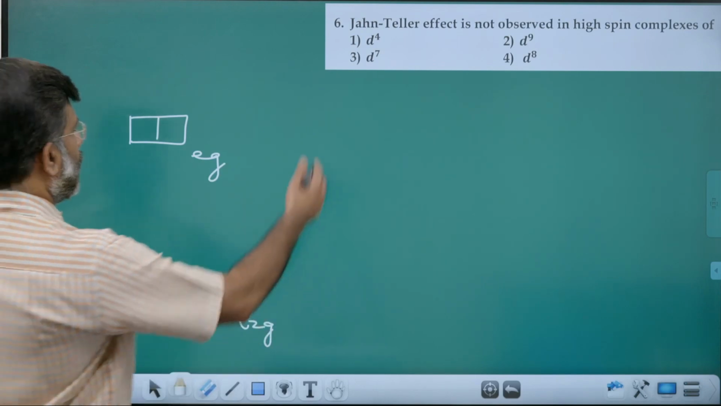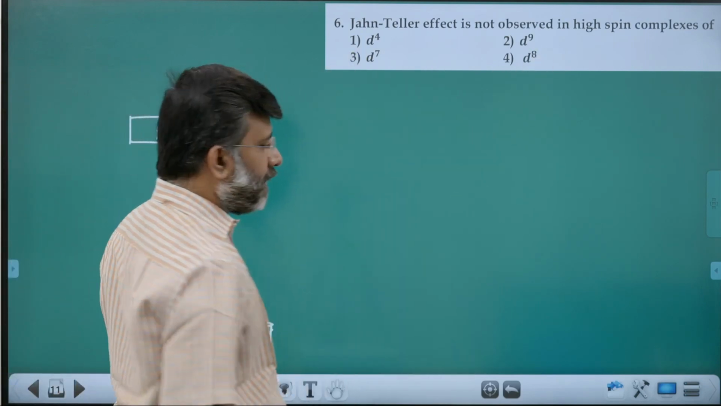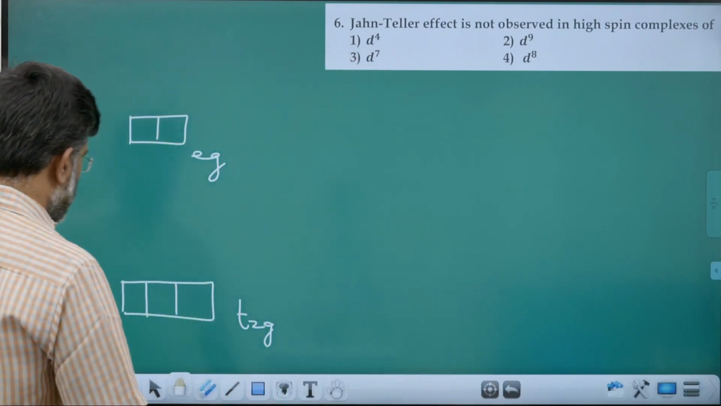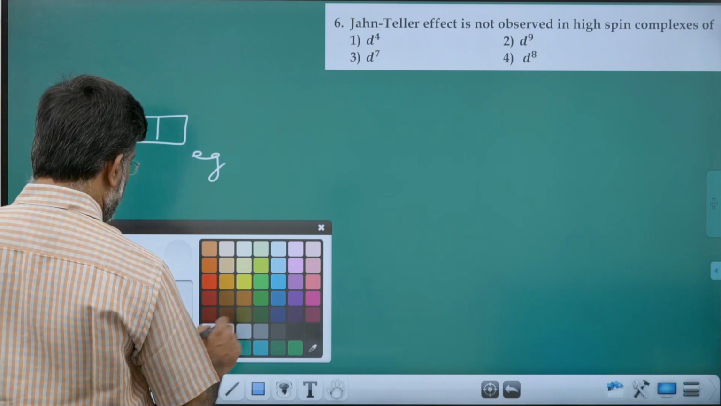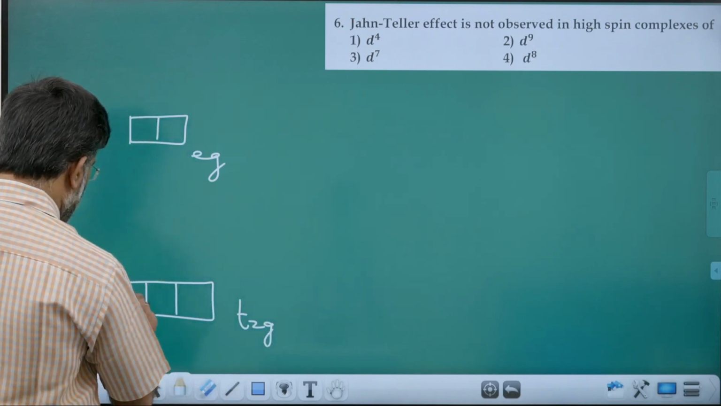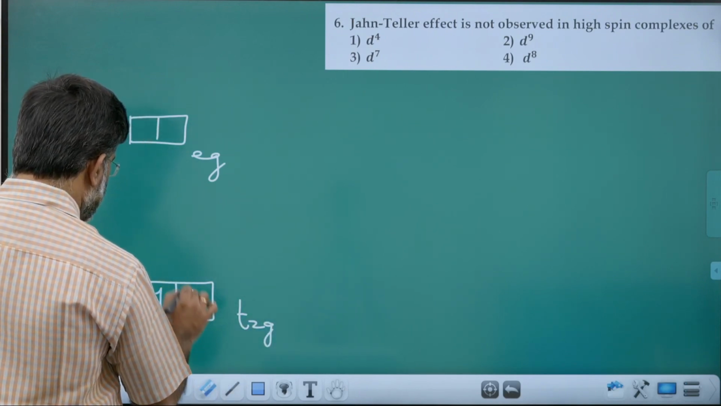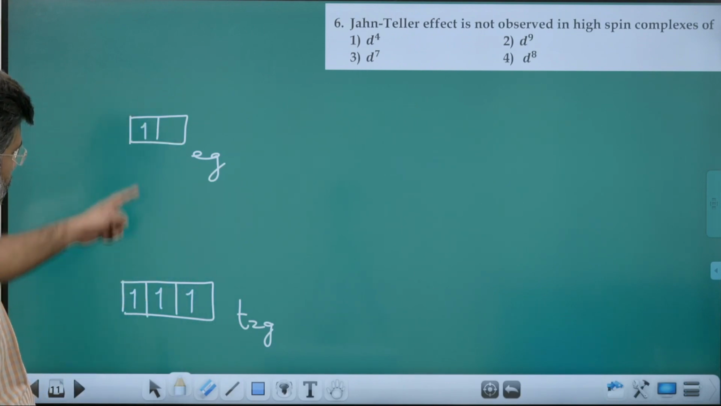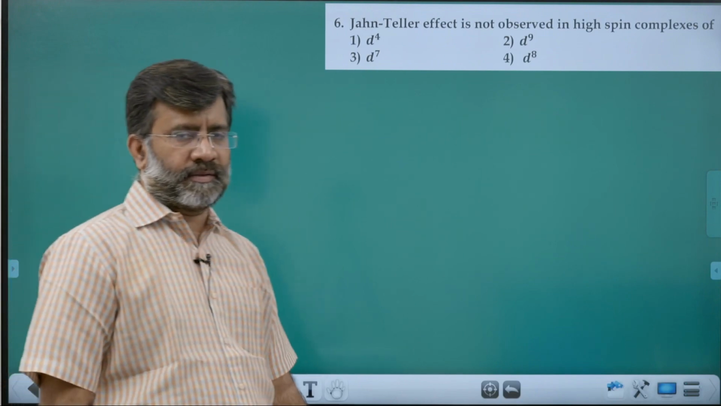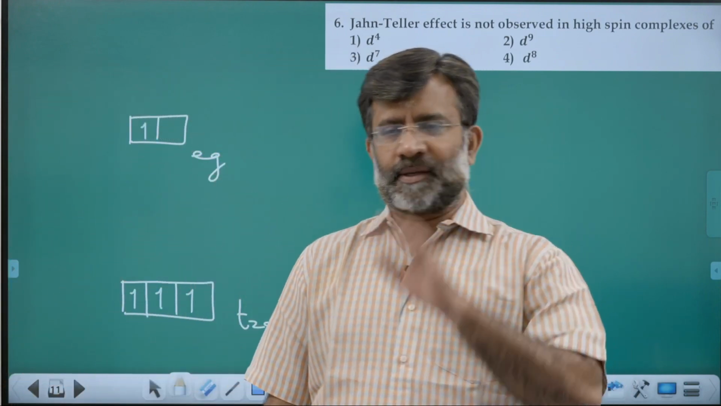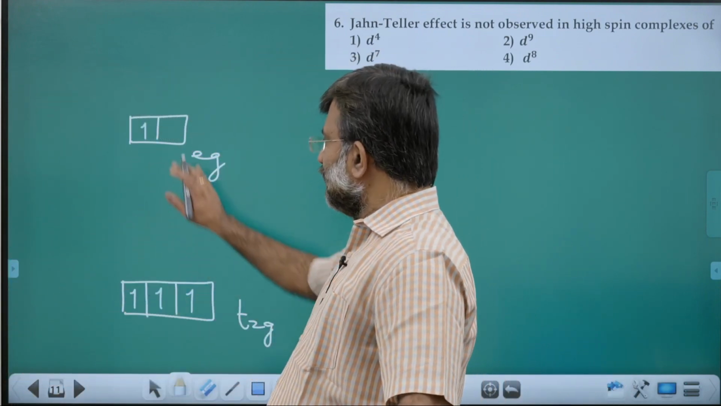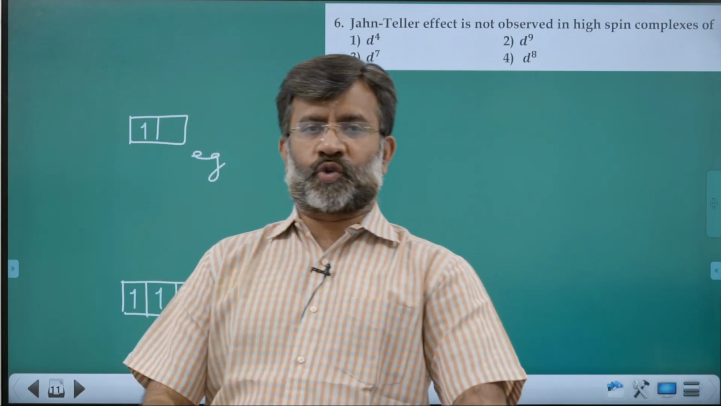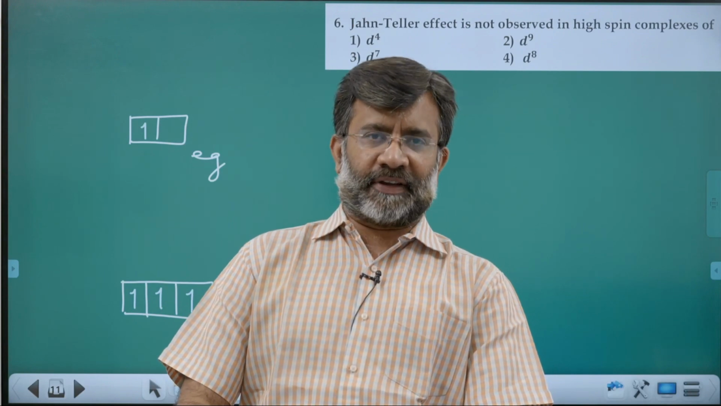Suppose I am taking a d4 complex, which is high spin, meaning maximum number of unpaired electrons. How is the configuration going to be? Simple, no? 1, 2, 3, 4. Hope you understand. This is an unsymmetric distribution of electrons. In t2g, it is symmetric. Here it is symmetric, here it is unsymmetric. So there will be molecular distortion. This is called the Jahn-Teller effect.